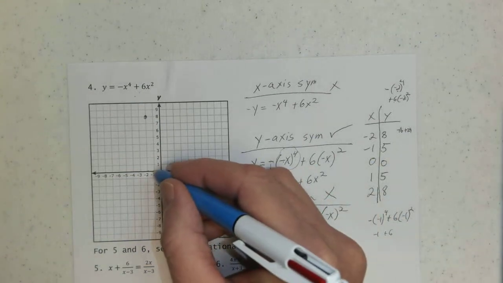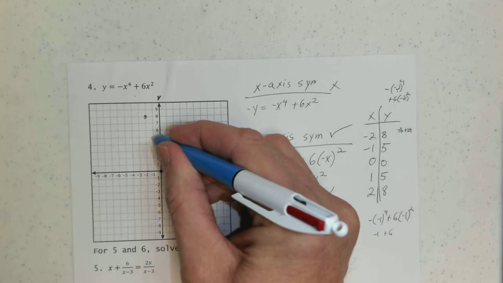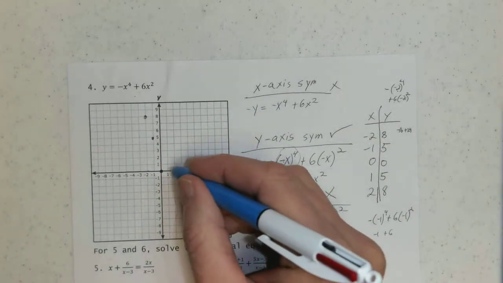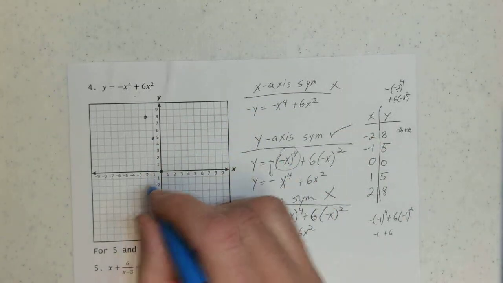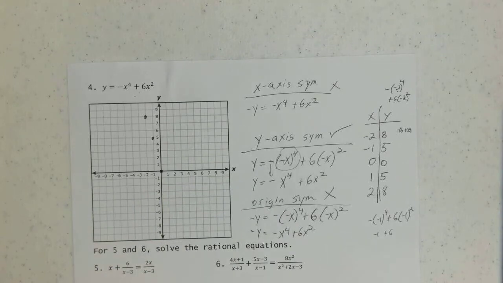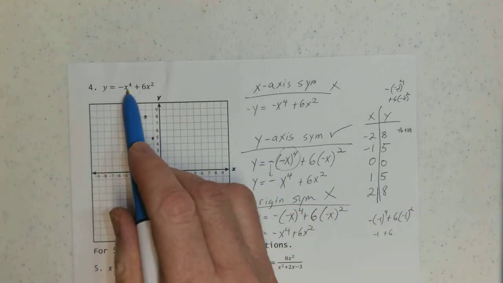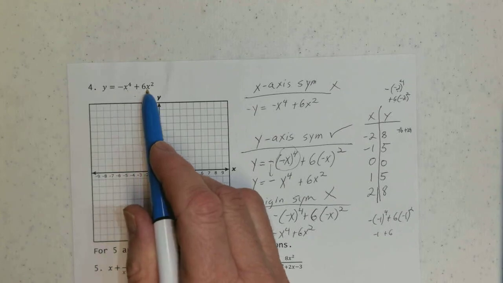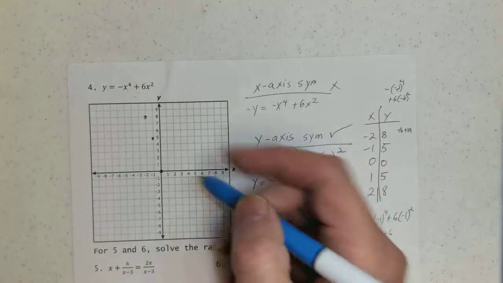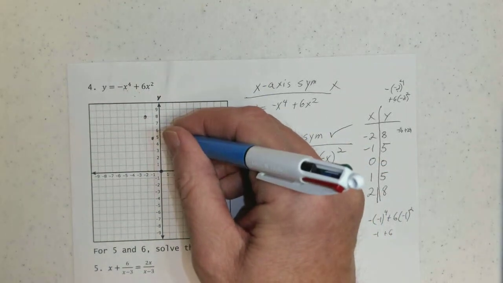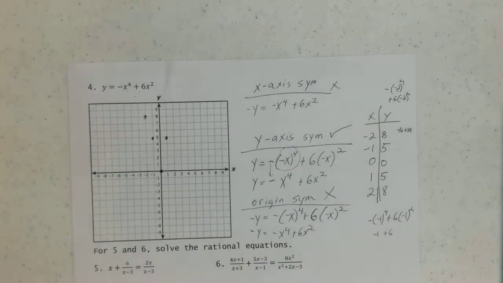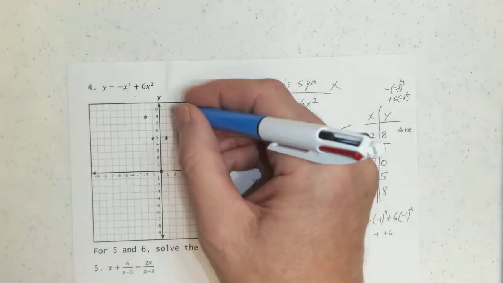Negative 1, 5, 0, 0, 1. This is negative 1 plus 6. That is 5. Okay. I don't know why I'm feeling funny about this. Okay, 2, 8.